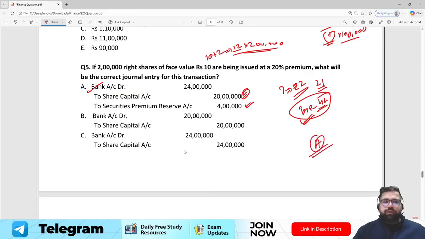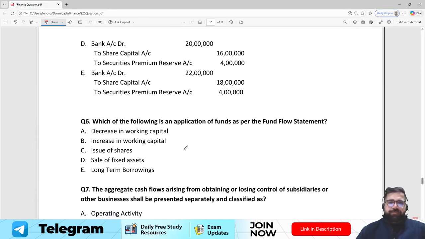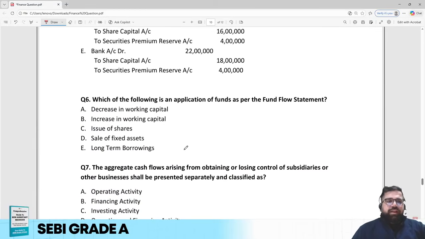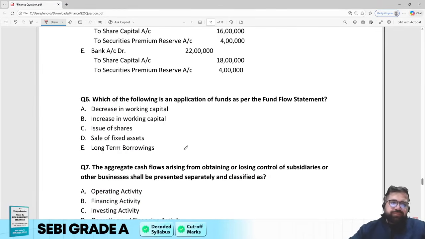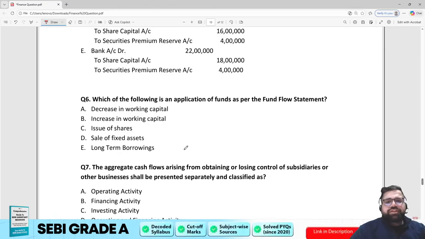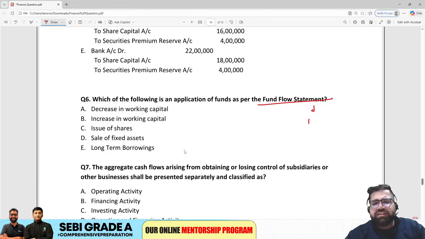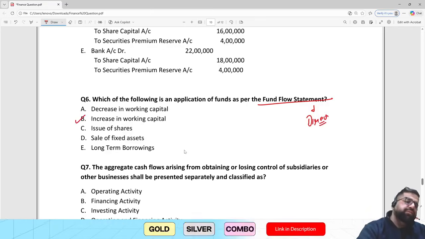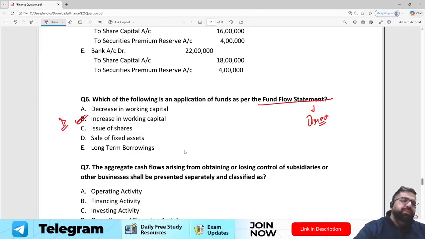Cool. So we have solved 5 questions now, all looking easy. Chaliye, now we are solving question number 6. Which of the following is the application of funds as per fund flow statement? Direct question, nothing to explain because this is direct from the fund flow statement. The correct answer will be increase in working capital, option number B. Because if working capital increases, that definitely means you have done some application. Application means what? You have used your funds.